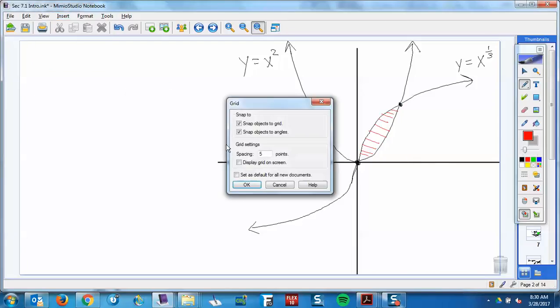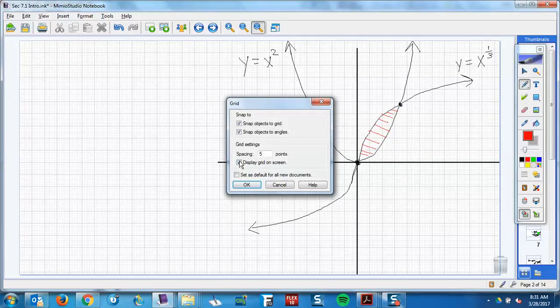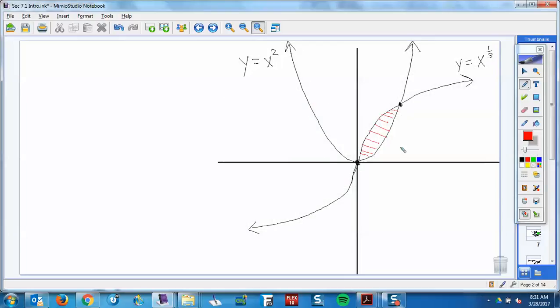So let me put my grid on here. I didn't really use a grid, I guess, so I'll take that out. Okay, so this is the point 1, 1, I believe. 1 squared is 1, cube root of 1 is 1. So that's their intersection point.